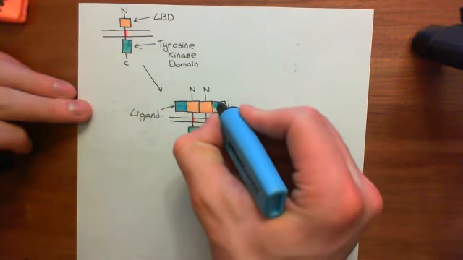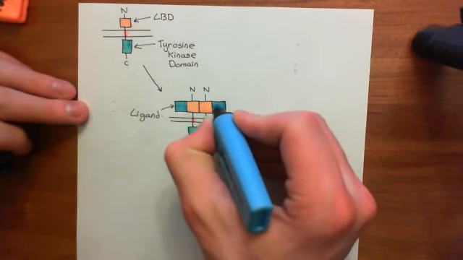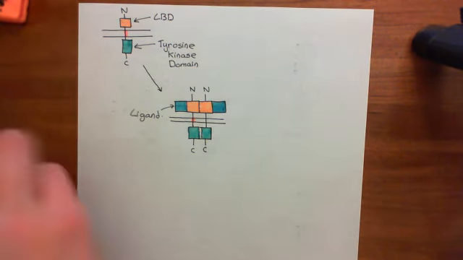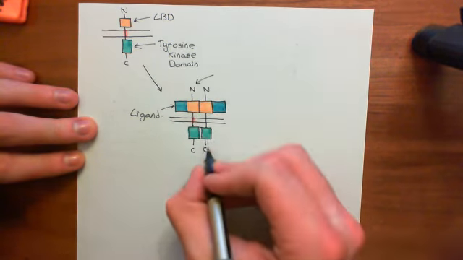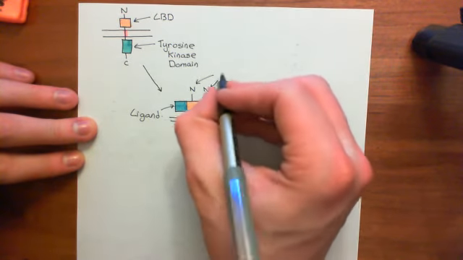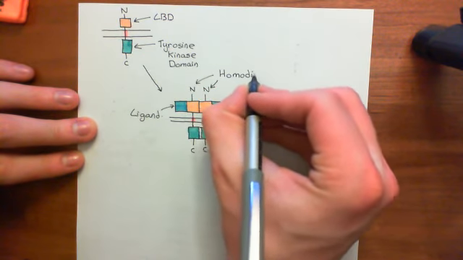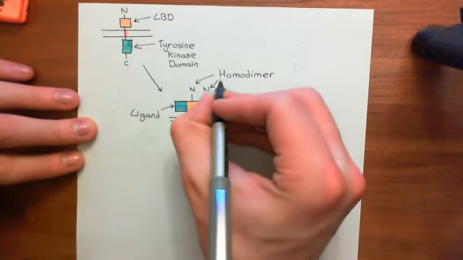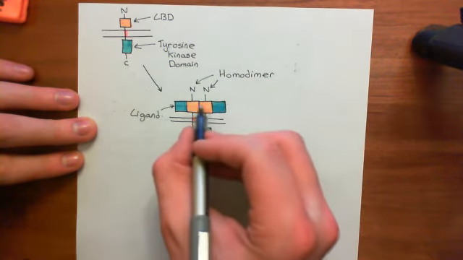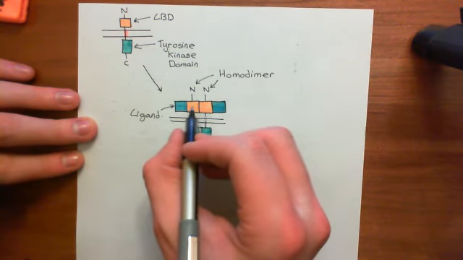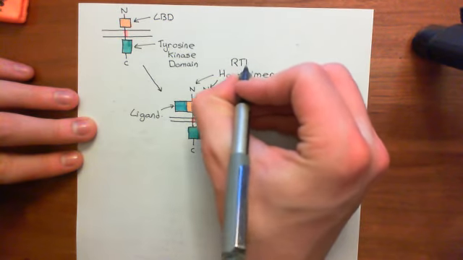Now, for our purposes, we will assume that these two receptor tyrosine kinases are utterly identical. So we will assume that this is a receptor tyrosine kinase and this is an identical protein. When this is true, what this is called is a homodimer. Homo means the same, dimer means two-membered structure. So this is a structure with two identical receptor tyrosine kinases. So it's a receptor tyrosine kinase homodimer, if you like.